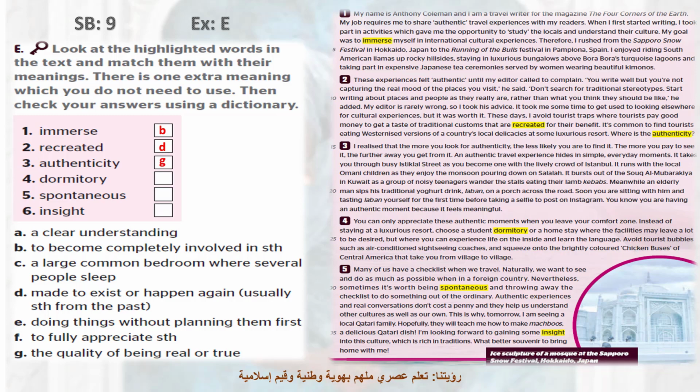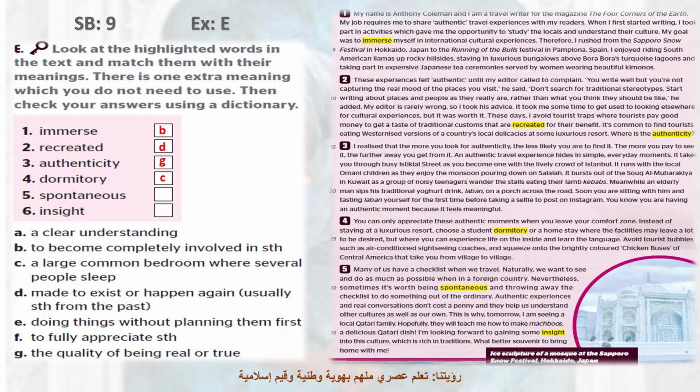Now let's read the fourth word in context. Instead of staying at a luxurious resort, choose a student dormitory or a homestay. Dormitory, homestay. I think it's a place where you can stay, sleep, or spend time, right? So the closest answer is C, which is a large common bedroom where several people sleep.